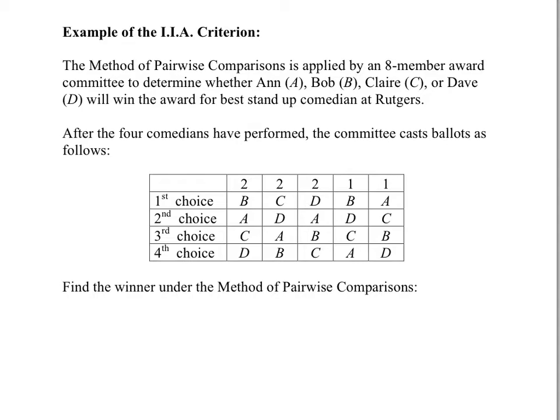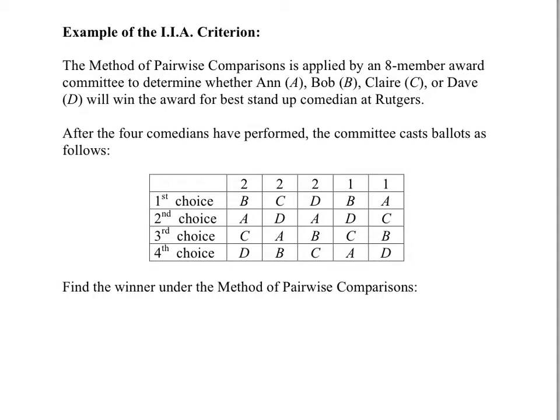Let's consider an example of the I.I.A. criterion, the independence of irrelevant alternatives criterion, in action. That will require looking at a situation in which there is an initial election and a revote under certain special circumstances, which we'll get to.